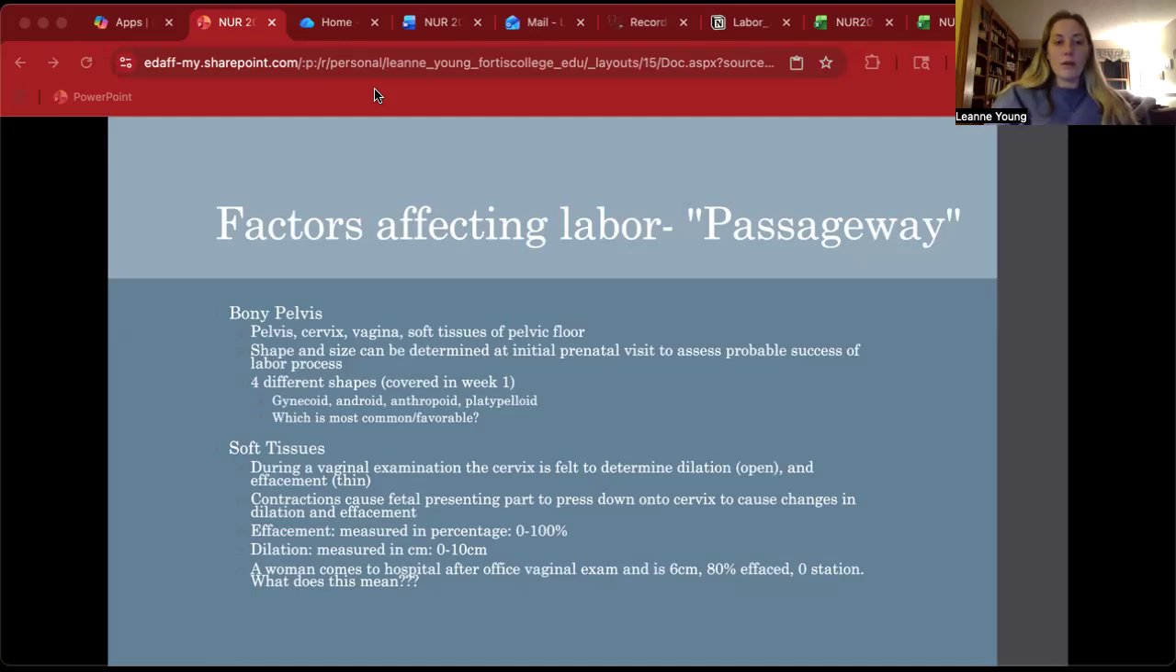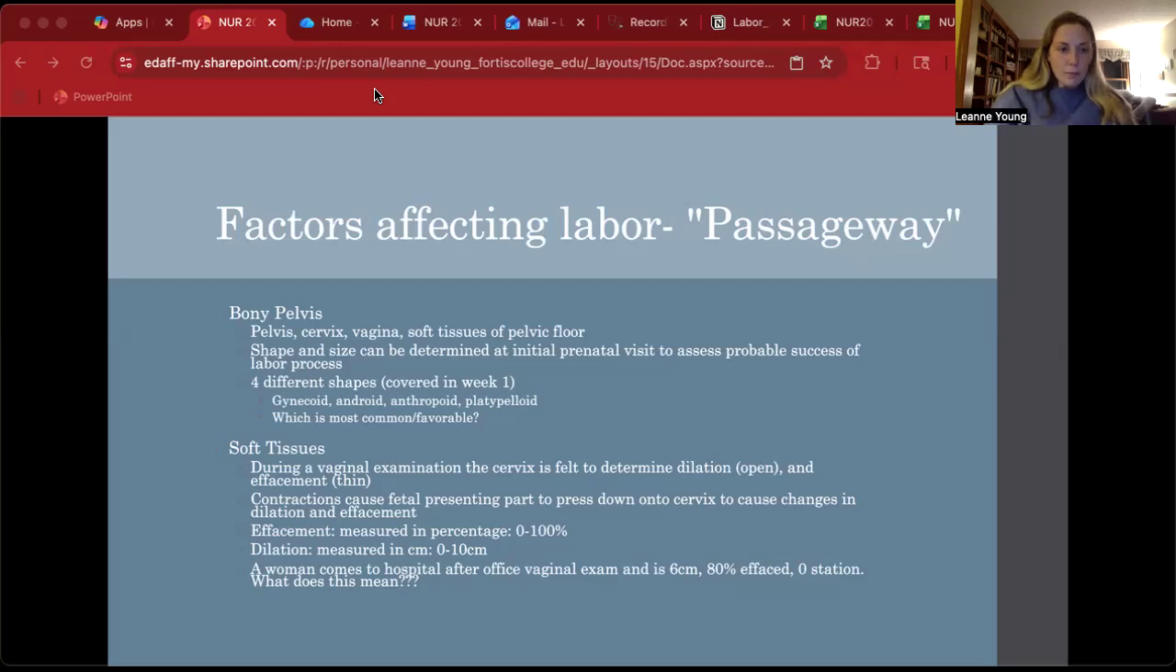So what is all involved in this? We're talking about the pelvis, mom's cervix, her vagina itself, and then the soft tissues of the pelvic floor. Okay. Shape and size can be determined at initial prenatal visit to assess probable success of labor process. So whenever we're doing that initial intake that we talked about a lot in week 1 and 2, part of our initial intake would be a pelvic exam to determine is this passageway conducive or beneficial or effective for labor? Okay. Do we think that labor or a vaginal delivery is going to be successful with this pregnancy?